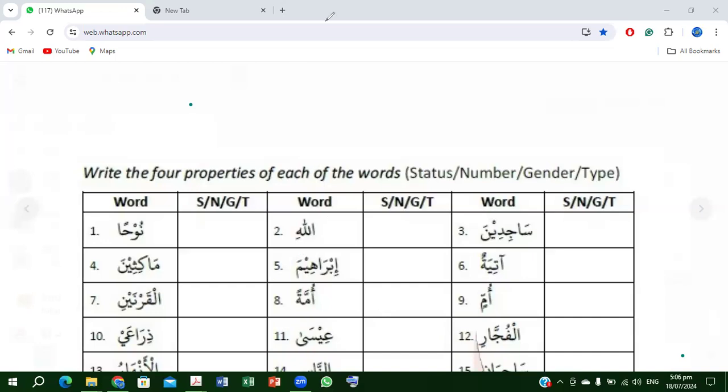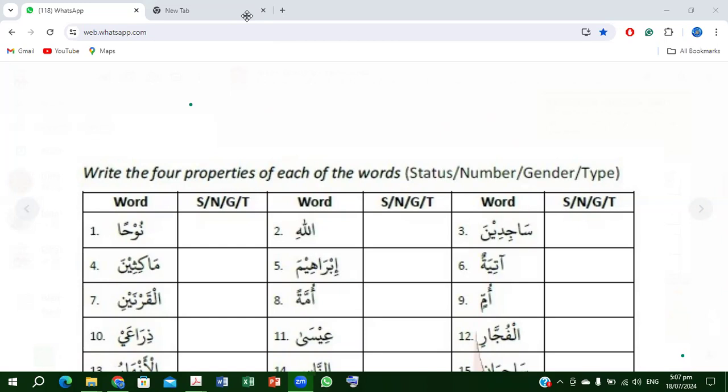तो इब्राहिम का क्या स्टेटस है, आप बताएं दोबारा. इब्राहिम का स्टेटस नसब और जर. हाँ, both, it could be both nasab और jar. ठीक है? नंबर बताएं. Singular. ठीक है? जेंडर बताएं. Masculine. And type, proper noun, because it's a personal name, right? Yes. Barakallahu fiki. Perfect. Clear now? Yes, Miss. Alhamdulillah. Jazakallah.